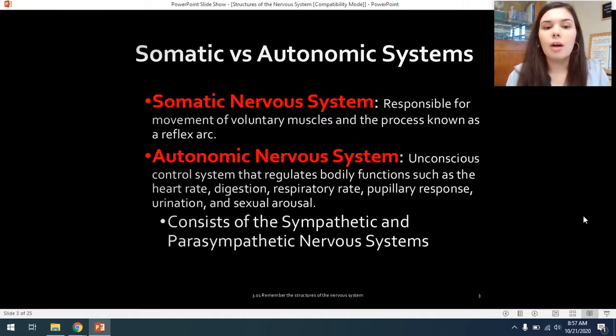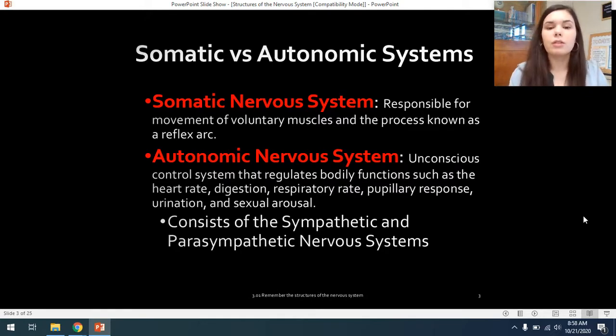You also have an autonomic nervous system, which is the unconscious control of the brain, and it regulates body functions that we don't really think about, but that just happen on their own, such as your heart continuing to pump, breathing, your eyes dilating, the process of digestion, the process of urination, and sexual arousal. These are all things that are controlled by your autonomic nervous system. And you can remember that because auto means that something automatically does something. And so your autonomic nervous system automatically controls those things without you thinking about it.